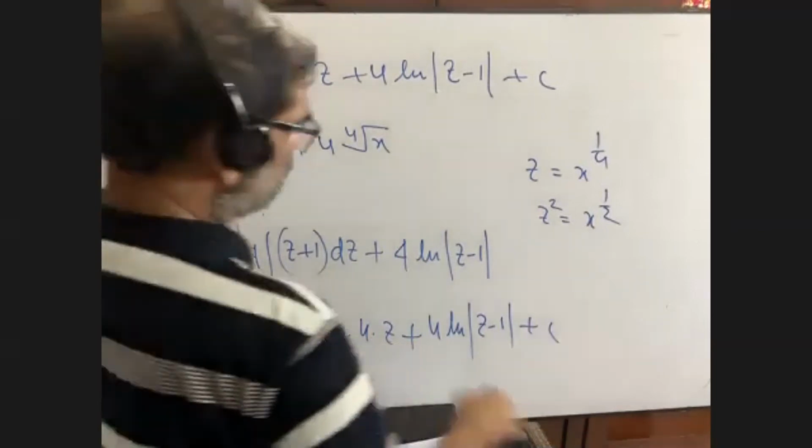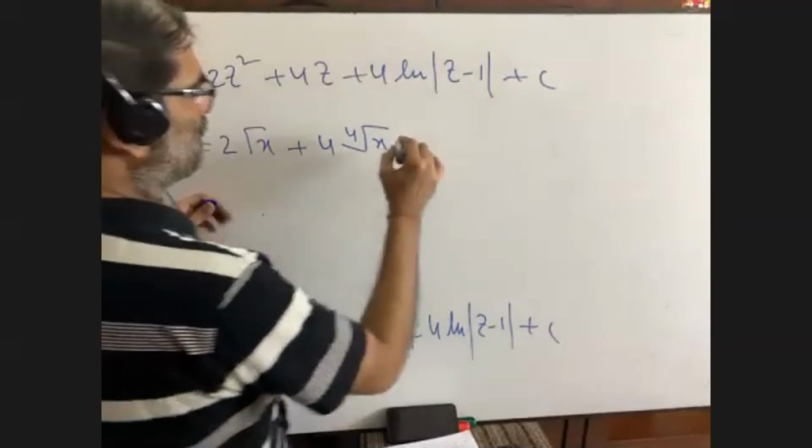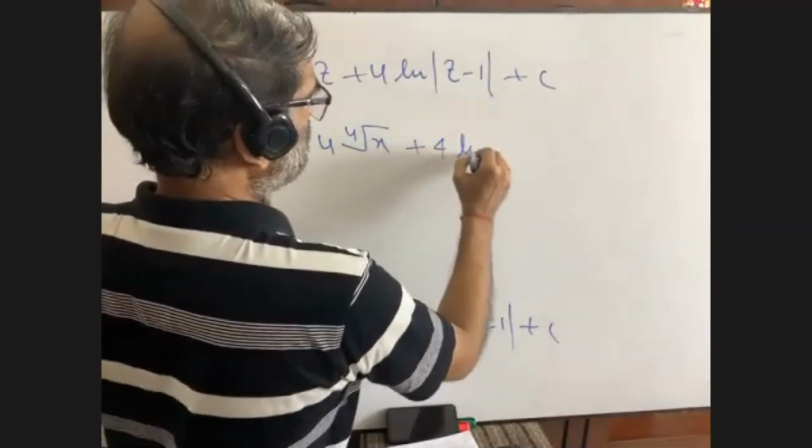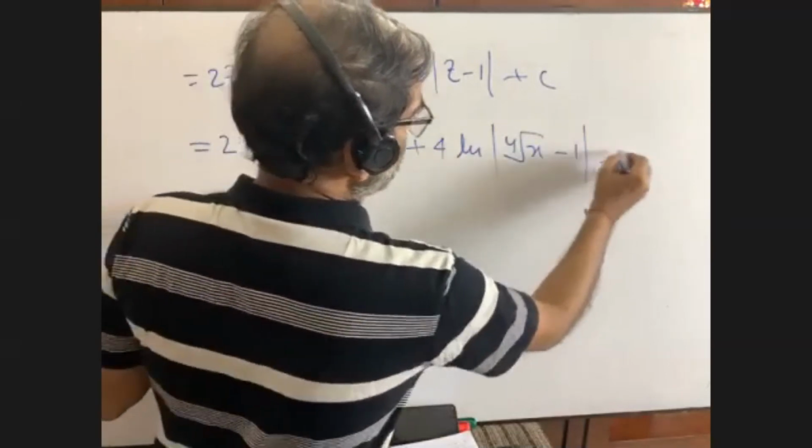And we are getting here 4 ln, what is z? Z equals to root 4x minus 1 plus C. I think you have got it right.